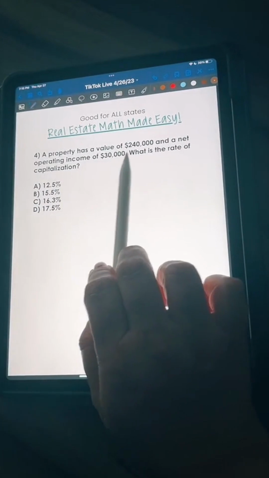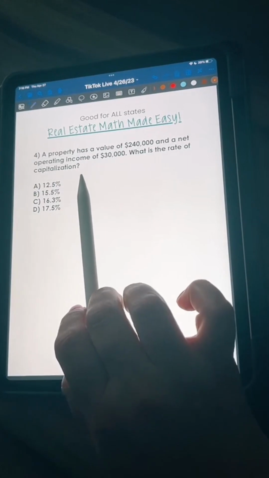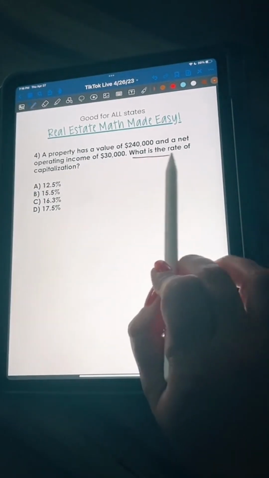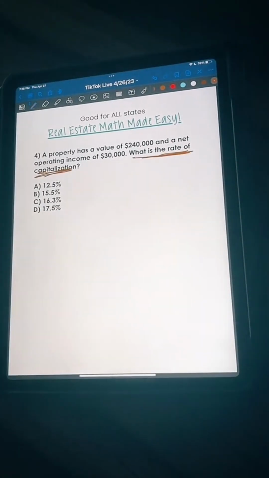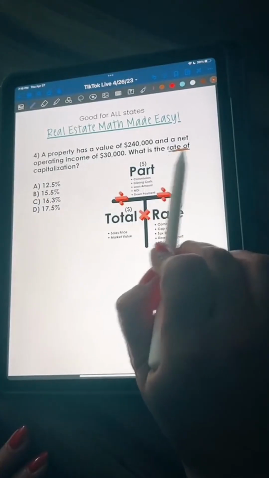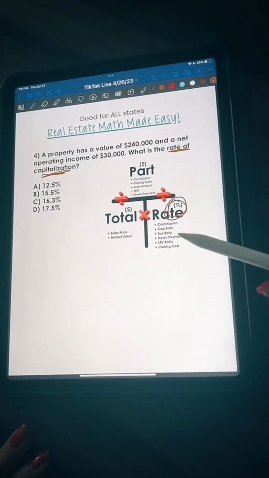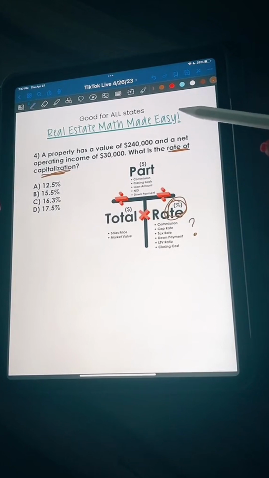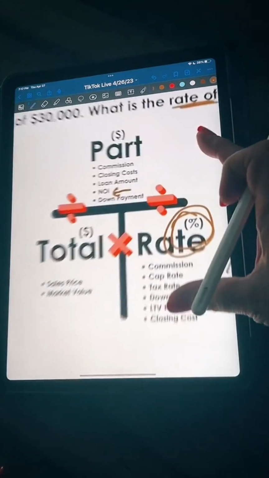All right, so let's look at this one here. It says a property has a value of $240,000 and a net operating income of $30,000. What is the rate of capitalization? All right, so we see here rate of capitalization. That tells us that our friendly T-chart can come out and play and we can use it. Since we're dealing with rate, we know that's a percent. So that's what they need you to find. Then we just plug in the rest of the stuff. The net operating income, NOI, is right there.